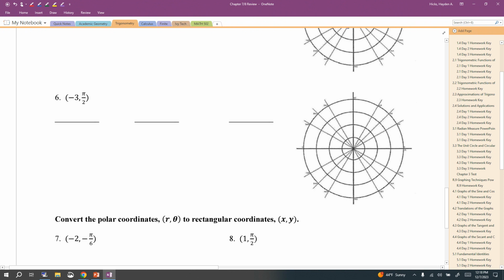Huh? 90 degrees. Very good. Straight up, right? Oh boy. It's going to be interesting grading these finals, I'll tell you that.